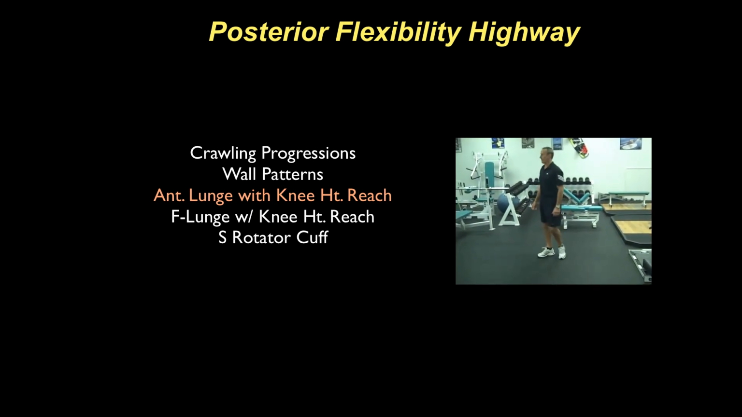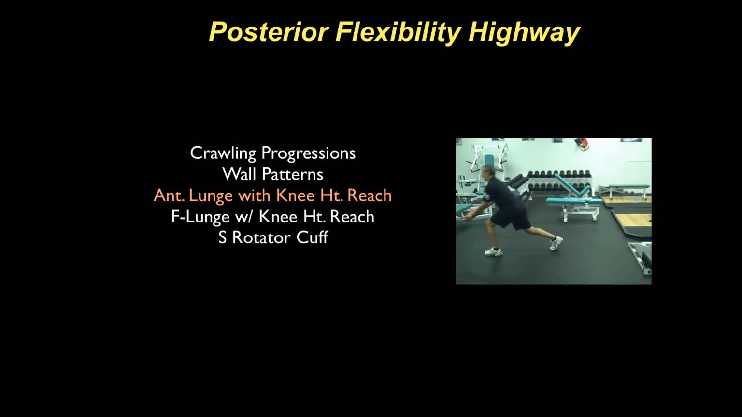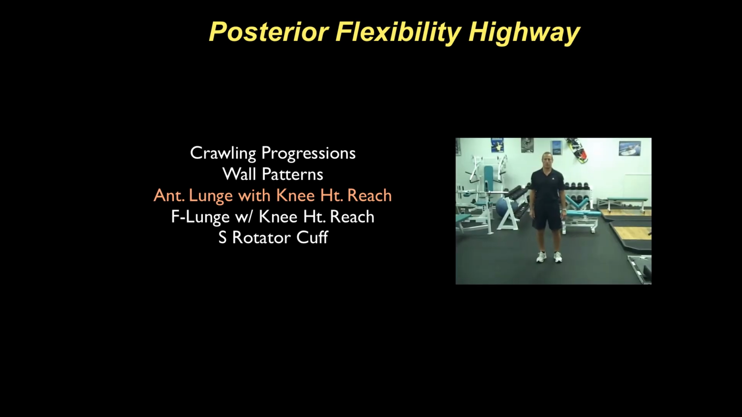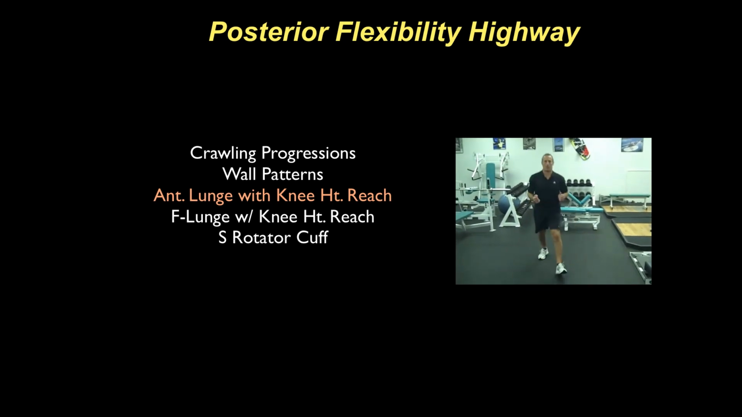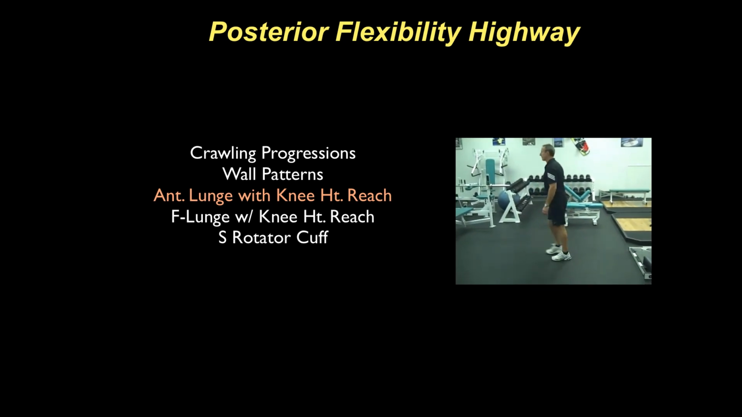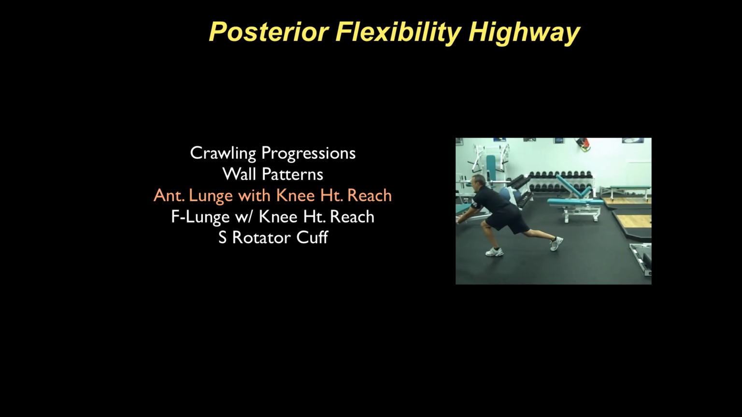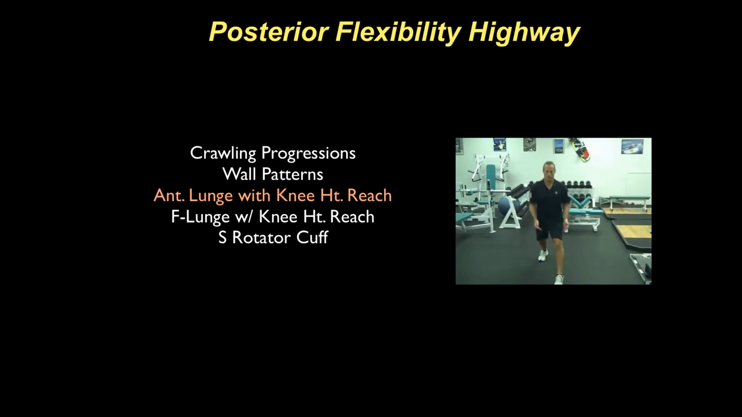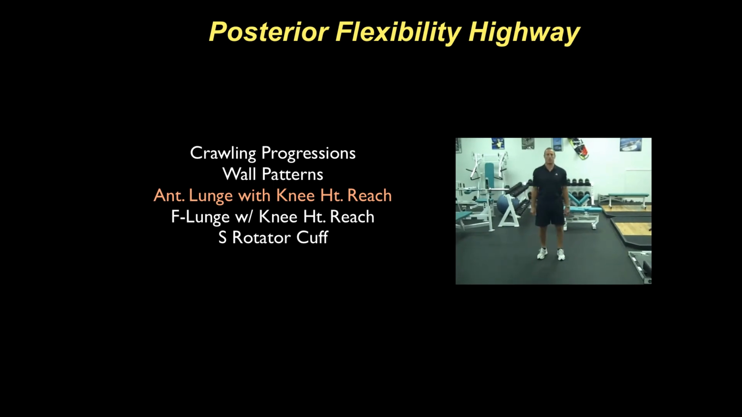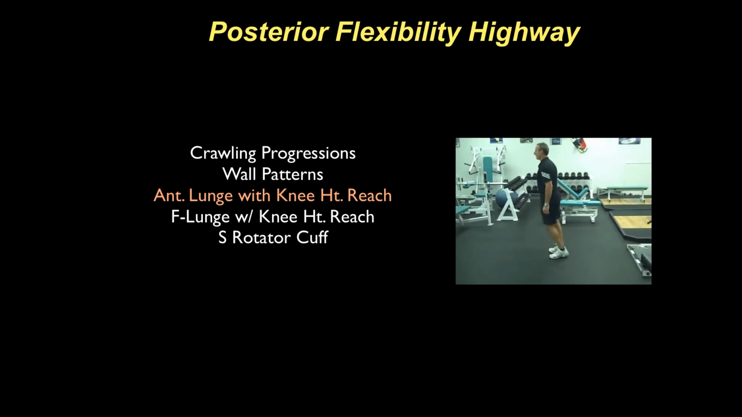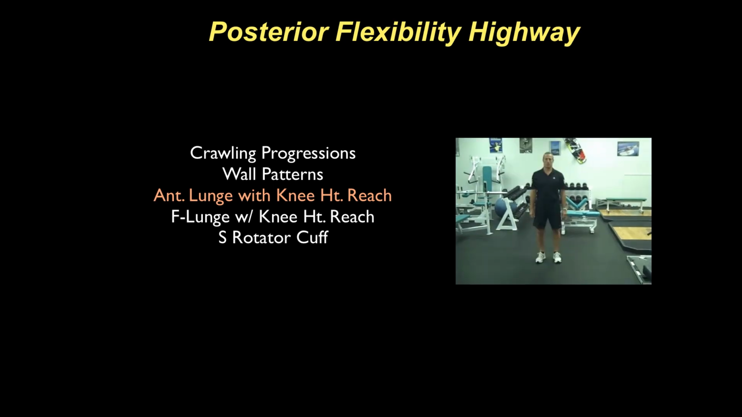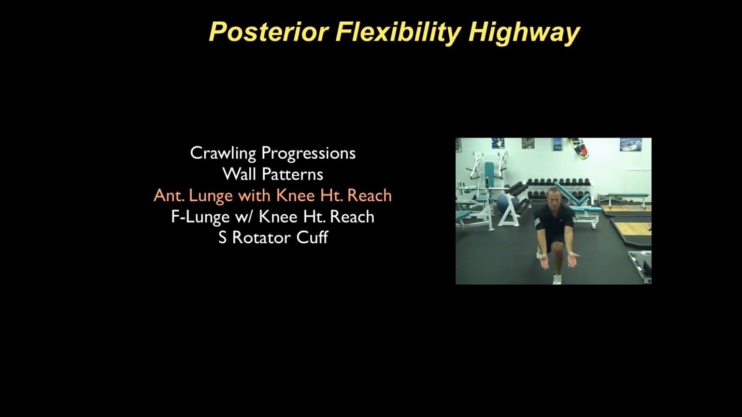The anterior lunge with knee height reach is an effective movement pattern that will strengthen the lower extremity as well as the back. The anterior reach at knee height will eccentrically load the posterior flexibility highway and all the back musculature. If knee height is too advanced, have the client reach forward at shoulder height, then chest height, waist height, hip height. The verticality will add to the progressive sagittal plane demand upon the system.